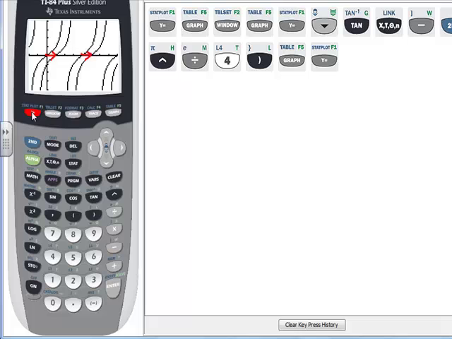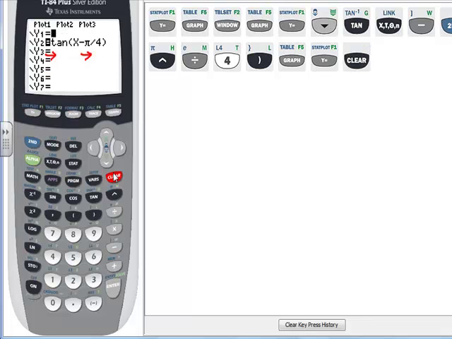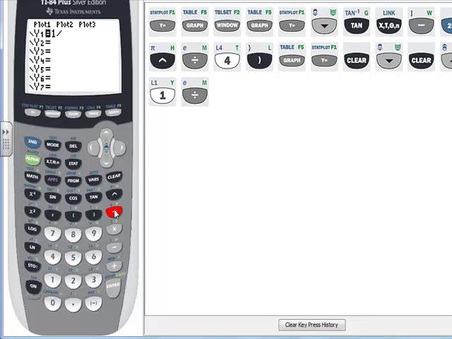So I'm going to go ahead and hit my y equals here. I'm going to clear this tangent stuff out that I put in. And if I want to graph, remember I do not have a cosecant button. So if I want to take a look at cosecant, I need to type in 1 over the sine of x. So 1 over the sine of x.